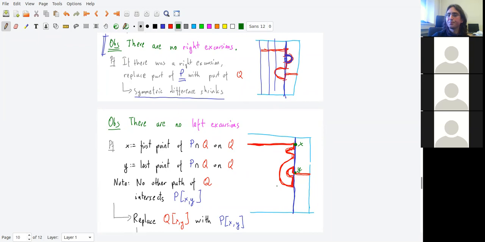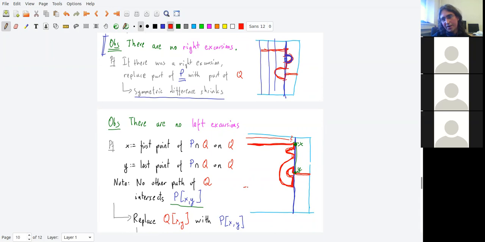And now the crucial point is that if I look at the interval on P between X and Y, this part of the path P, then it cannot be intersected by any other red path, by any other row. Why? Well, let's imagine that the situation is like on the picture, that X is above Y, the other case is symmetric. So if I have any row above like that, how could it intersect this interval? Well, it would need to go from the right, but then this would be a right excursion for this path. So this path cannot intersect this point.